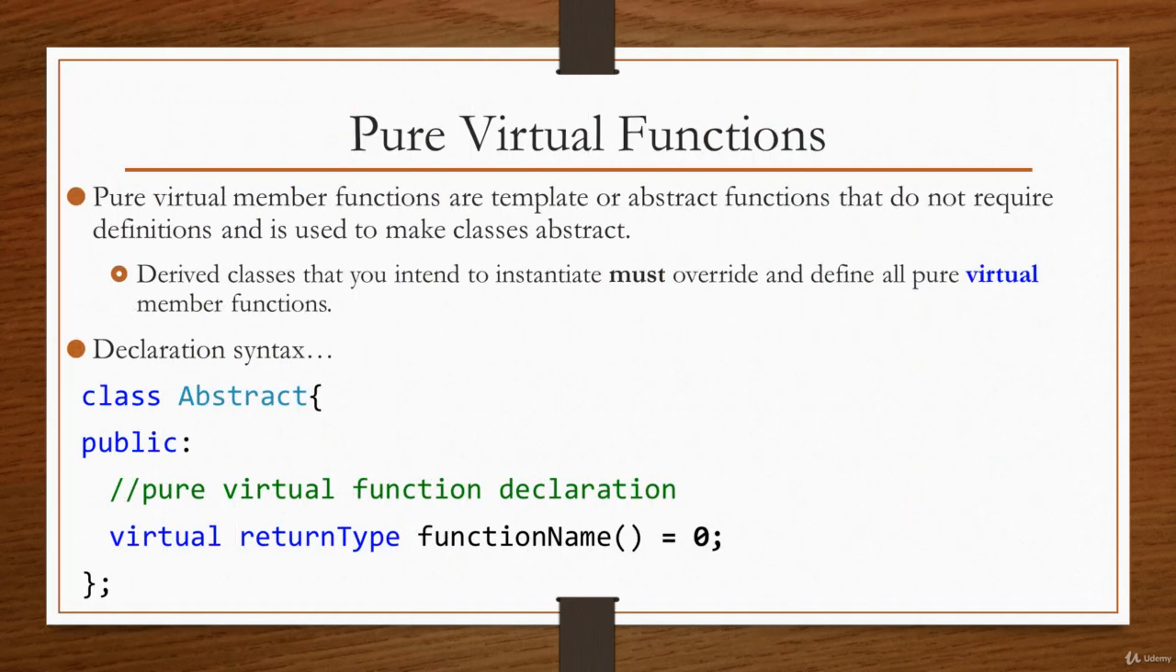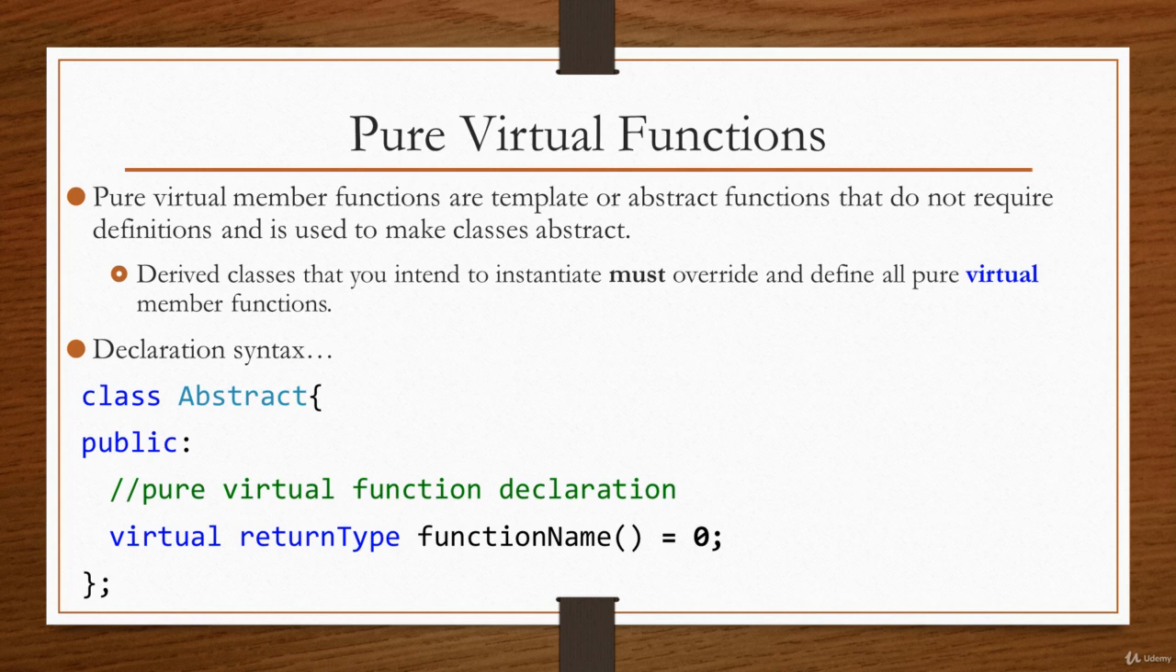Now, how do we specify a class to be abstract, or how do we make a class abstract? Well, that is where pure virtual functions come in. Pure virtual member functions are template or abstract functions that do not require definitions and are used to make classes abstract. Now, derived classes that you intend to instantiate, or in other words concrete classes, and we'll talk about that in more detail shortly, must override and define all pure virtual functions.